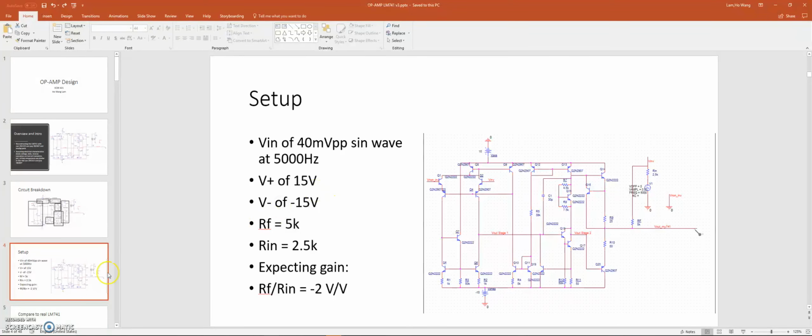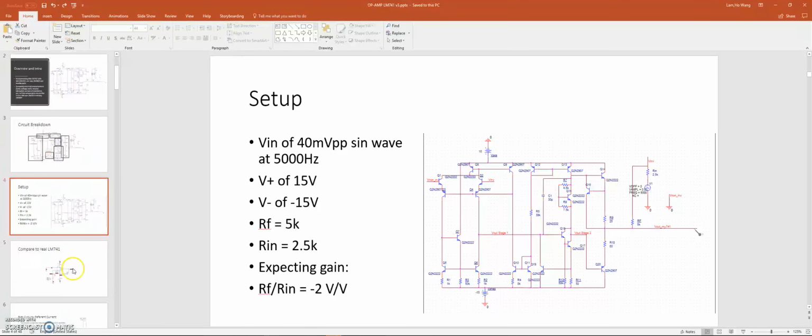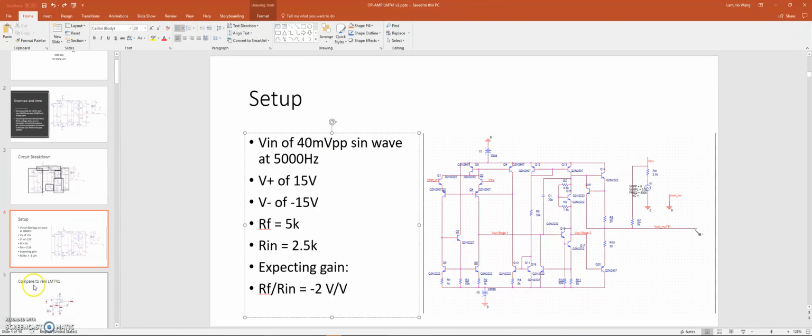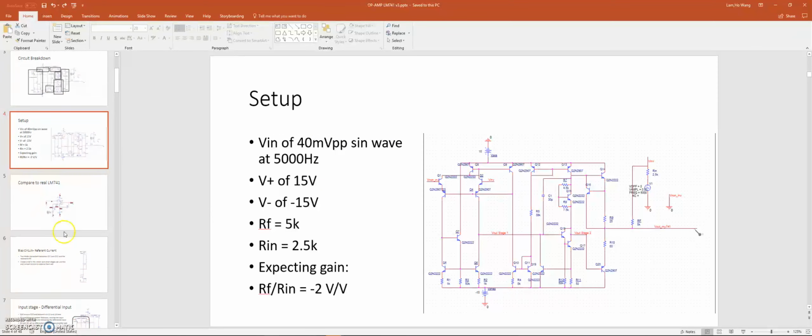Then let's move on. Before I go into the detail, I want to tell you the setup of the schematic. So this is the setup I'm using when I'm going to explain it in detail.